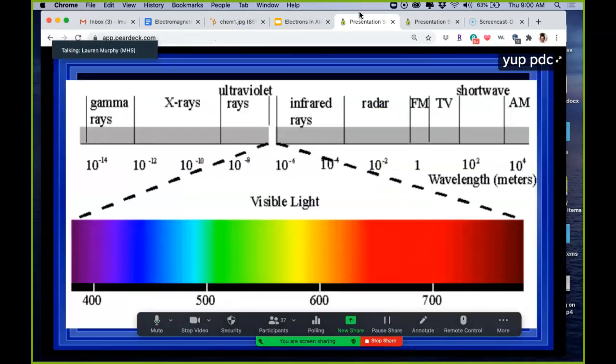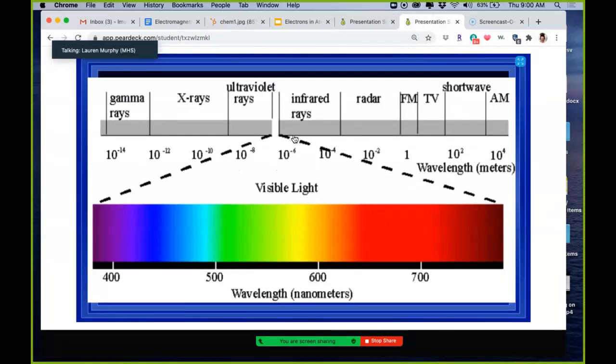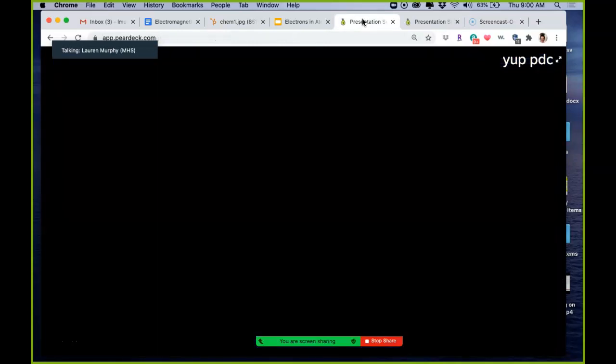Okay. So again, here's our chart. This is just another chart. Our visible light is made up of ROYGBIV right here. And we'll talk about nanometers in a minute. Visible light falls in... Oh, I wasn't allowed to draw on this. Visible light falls into the 10 to the minus 7 region.